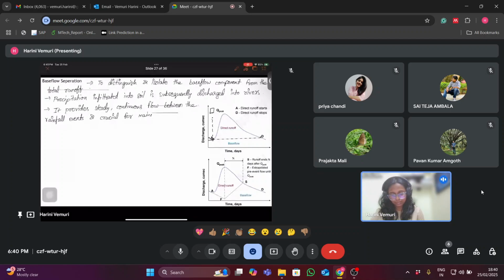So right now we are discussing base flow separation and why we are trying to separate the base flow. It is the steady and continuous flow that will be available throughout the year, which will be mainly useful during the dry season. So it will be useful for maintaining stream flow during dry periods.